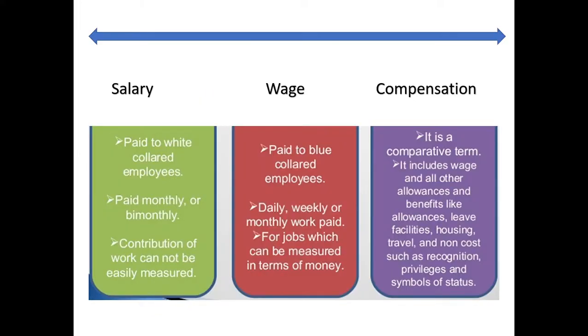Now we have the difference between wage and compensation, but I wanted to add salary and explain deeper into it. So salary is paid to white collar employees. I'm going to explain what is white collar and what is blue collar employees right now. So the salary can be paid monthly or bi-monthly, okay? And it's a contribution of work that cannot be easily measured, okay?